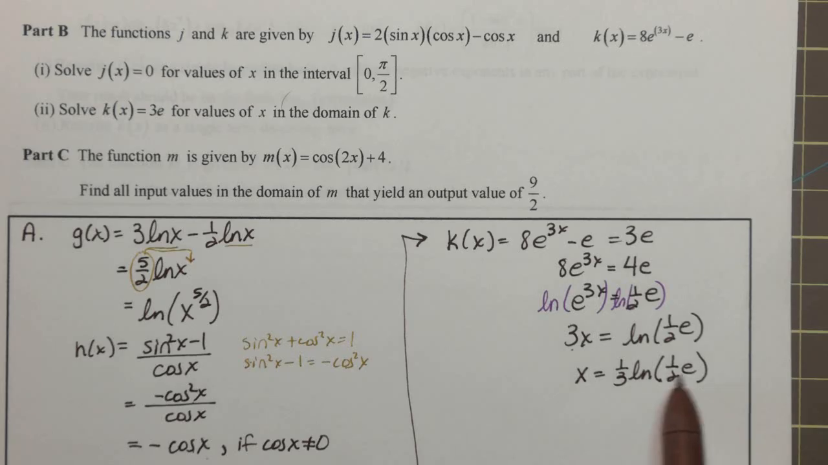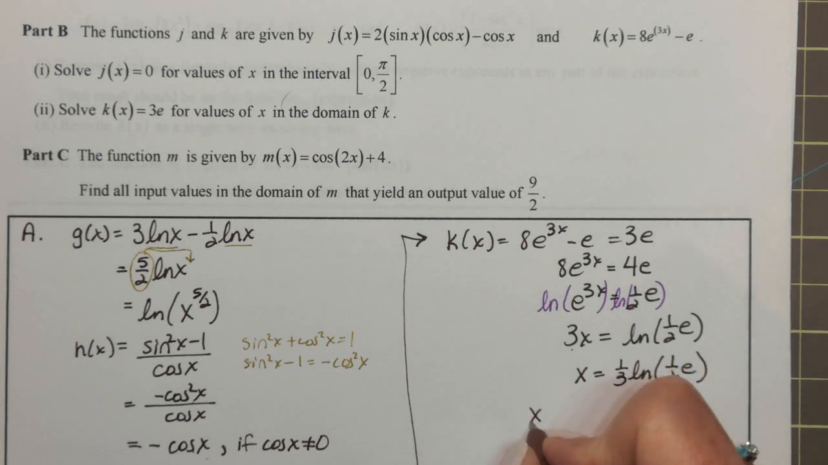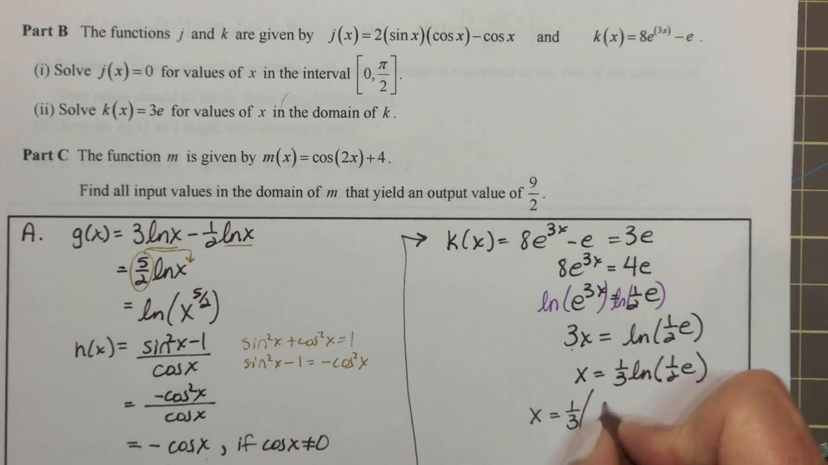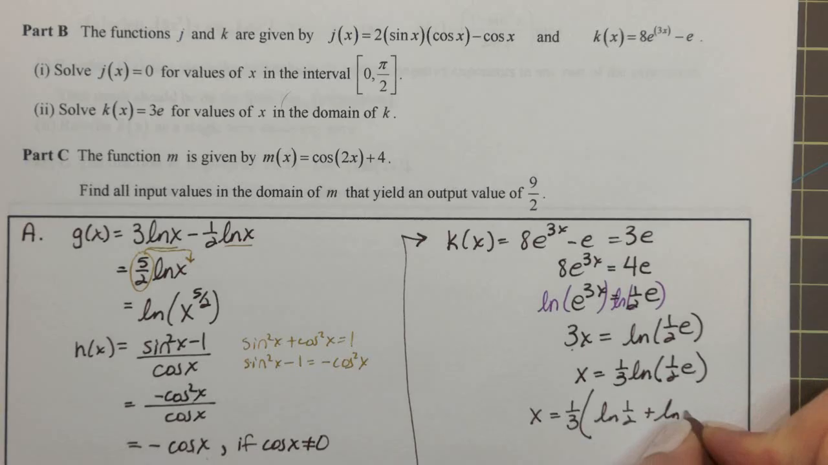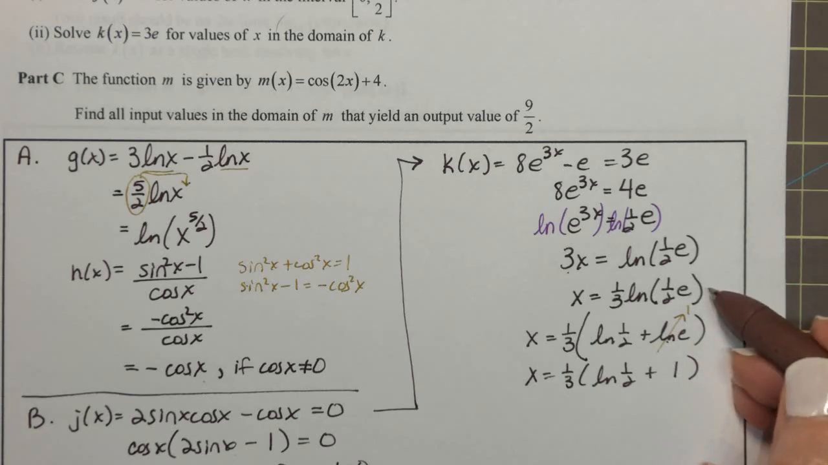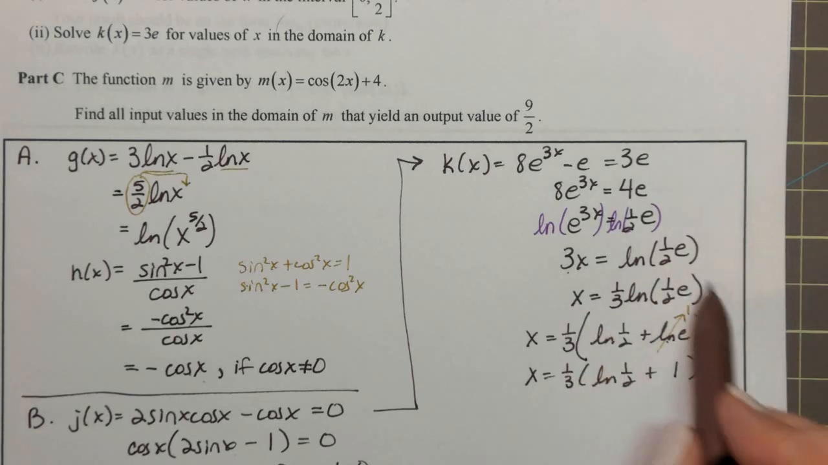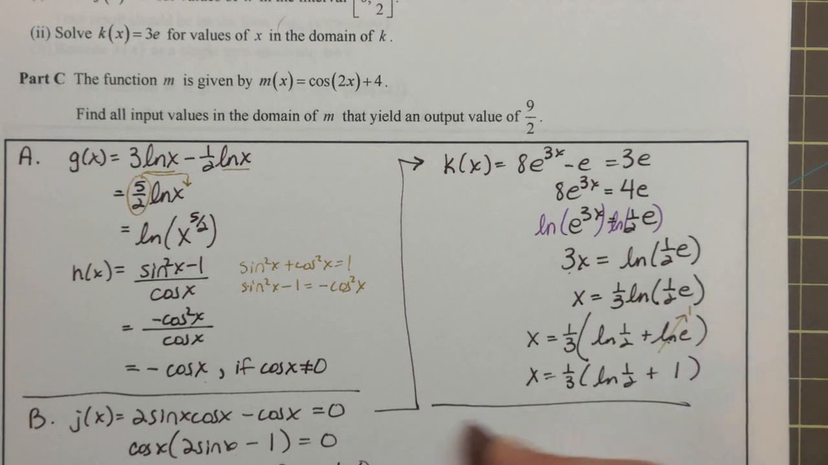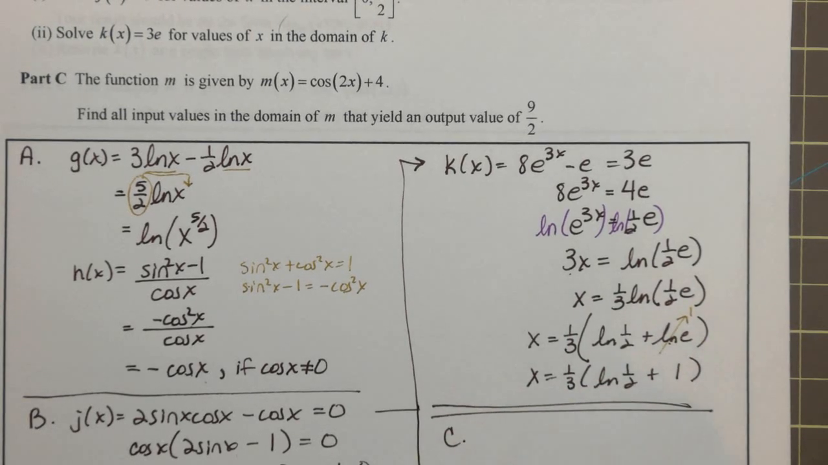But if we do split this up into 2 logs, because if the argument is a product, we can split it up into 2 pieces, right? ln of 1/2 plus ln of e. And ln of e I know is 1. So now x is 1/3 ln of 1/2 plus 1. Is this any cleaner than that? I really don't think so. I think I could have stopped right here and been fine. Let's go on to part C.